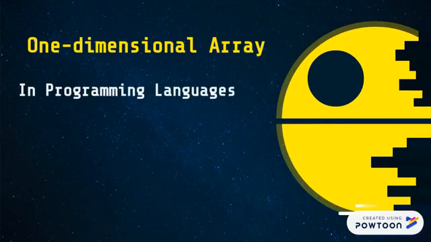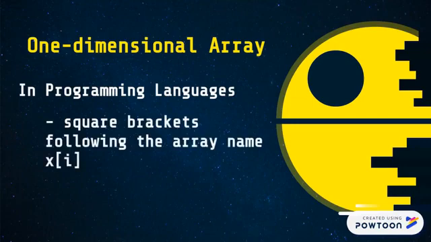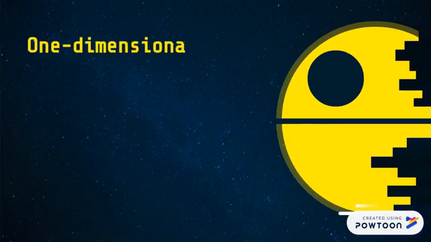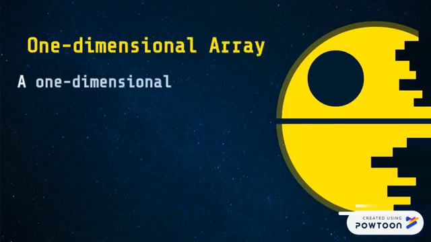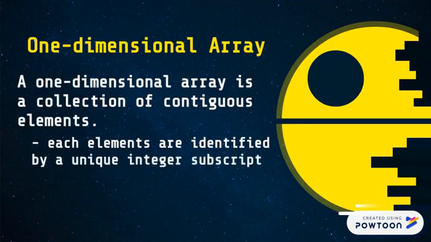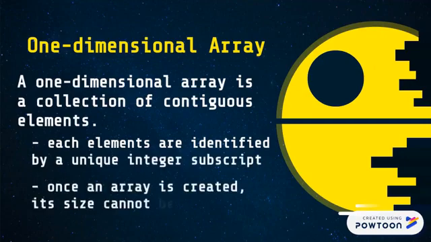Programming languages typically use square brackets following the array name to specify the subscript, x with the subscript of i. This is similar to the mathematics notation x_i, which allows for multiple variables of the same name. A one-dimensional array is a collection of contiguous elements in which individual elements are identified by a unique integer subscript starting with 0. Once an array is created, its size cannot be changed.